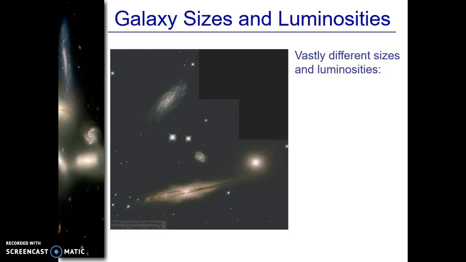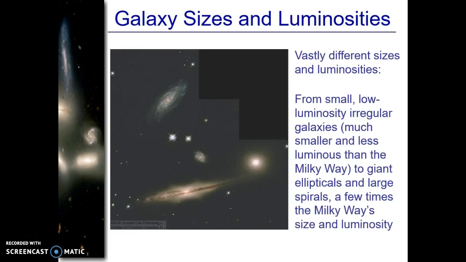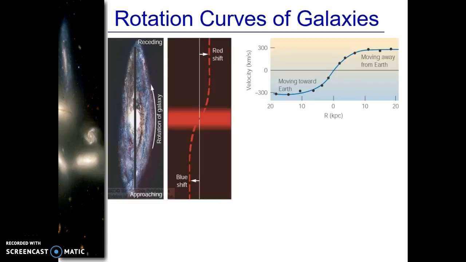All right, galaxy sizes and luminosity. Galaxy sizes are going to vary, and their luminosities are going to vary as well. Dwarf elliptical and dwarf irregular galaxies are only a few percent the size and luminosity of our galaxy. They're teeny tiny. And some giant elliptical galaxies are going to be 5 times larger than the Milky Way. So we have small, low luminosity, irregular galaxies, and then we have giant ellipticals and large spirals that are a few times larger than the Milky Way itself.